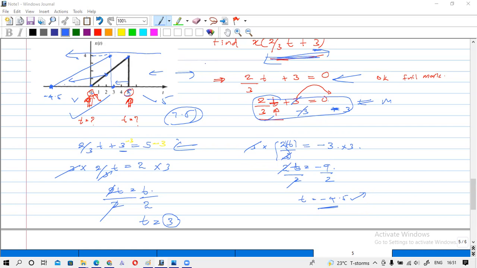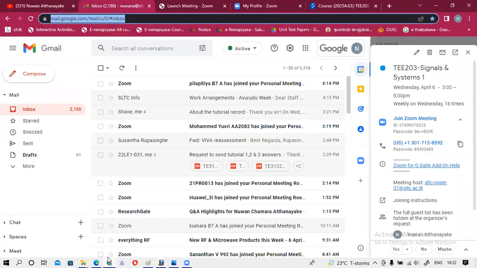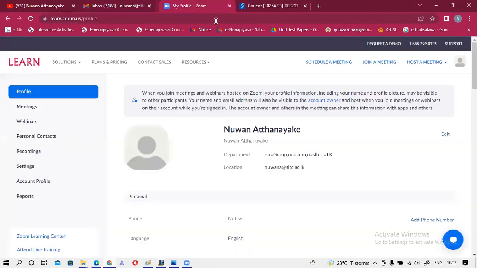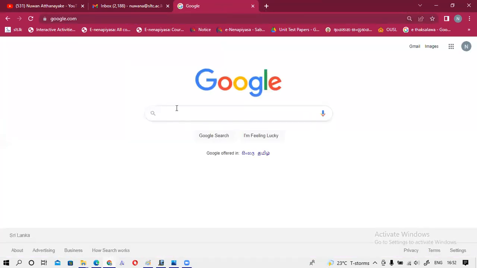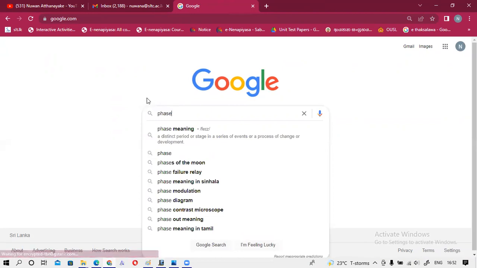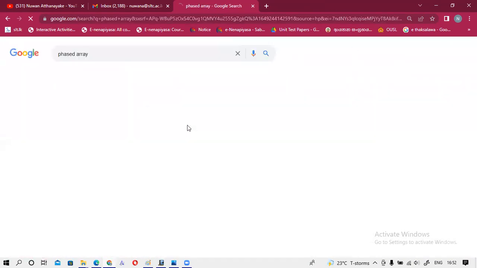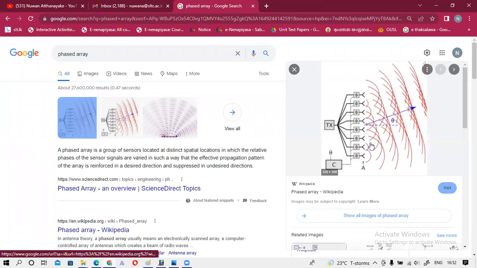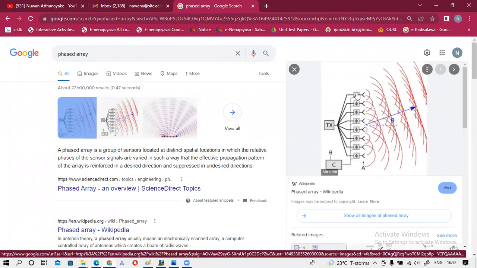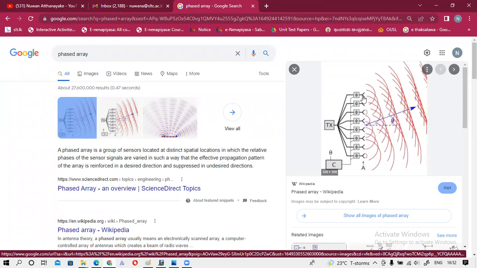Actually, this is a very important lesson. In many practical usages also we are using these time transformation techniques. I will show you one example. There is an antenna called a phased array antenna. See, here you have many antennas. These are transmitting antennas.